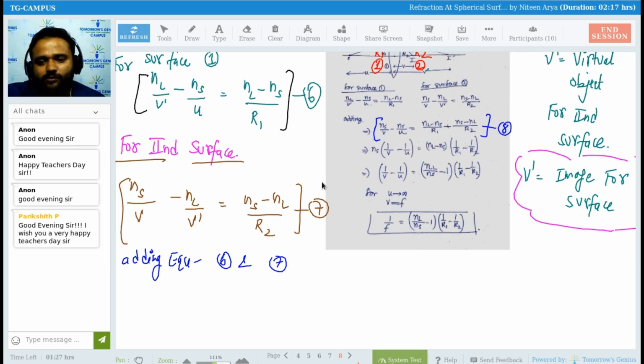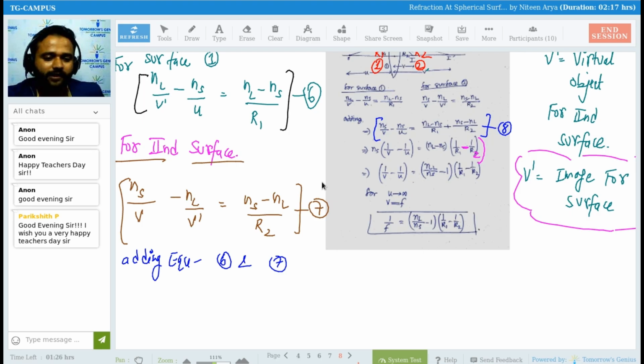And then again nl minus ns we can take common, and then on one side we have ns minus nl, and we have nl minus ns, so it is going to be converted into negative. So ns (1/v minus 1/u) equals nl minus ns (1/r1 minus 1/r2). Clear? This is 1 by r2. Now same thing, divide the whole equation by ns, so that is going to be this.